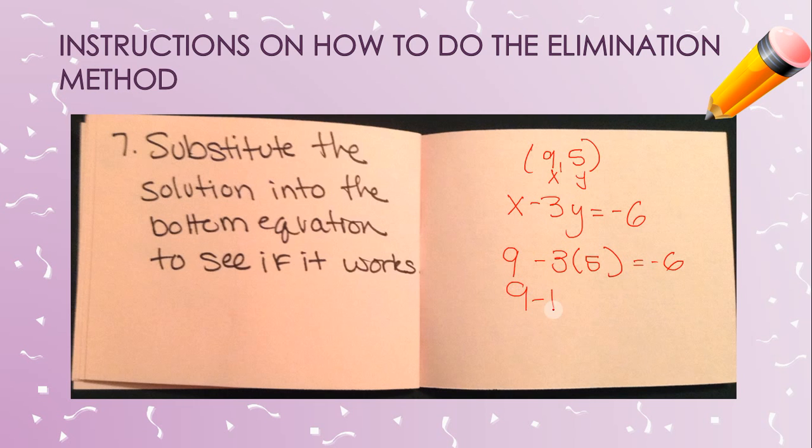So I have 9 minus 15 equals negative 6. 9 minus 15, we know that's negative 6. So those check out. So I know my answer is 9, 5.